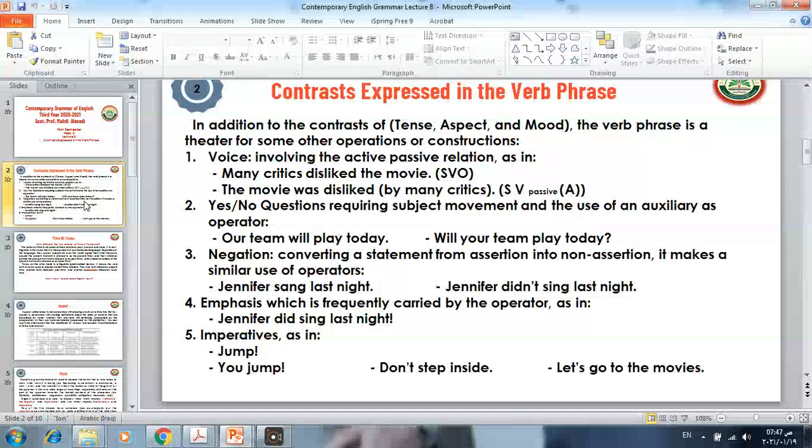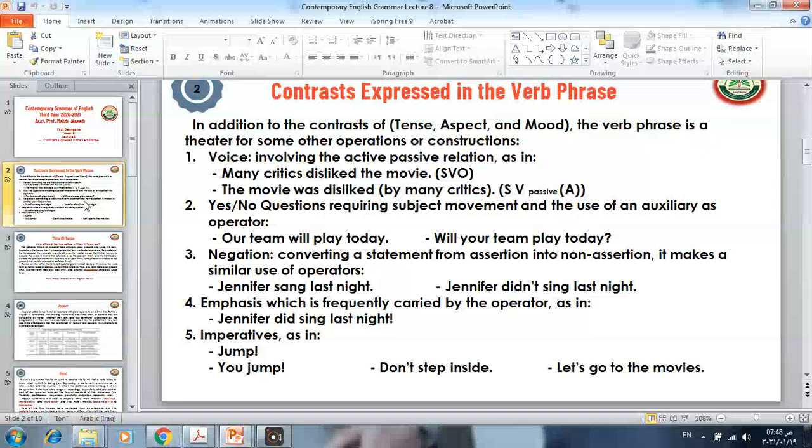Number two, yes no questions. Yes no questions require movement, subject movement, and the use of an auxiliary as an operator. So it is also the verb phrase, the place that is used to perform the operation of changing a statement into a yes no question. So we do a kind of swapping positions between the subject and the operator. So we say our team will play today. Will our team play today?